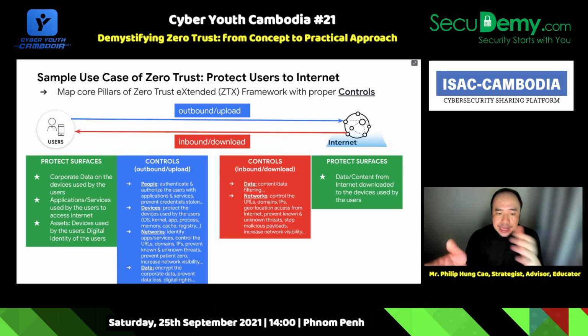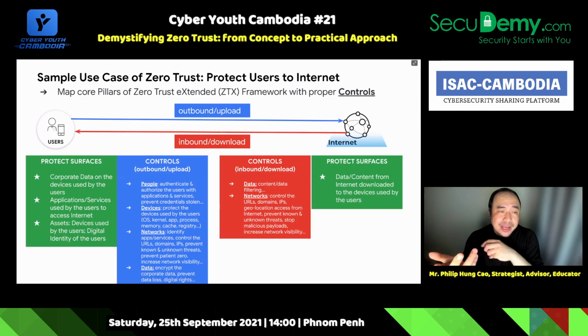And of course, in the network, in both transition flows, you also need to have a control that we call increasing network visibility, right? Because in the network, you also have two types of traffic. You will have clear text traffic and you also have encrypted traffic, right? So what I'm trying to say here is that you need to have network visibility, not only for the clear text, but also for your encrypted traffic as well, right?